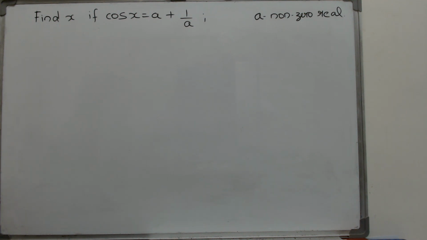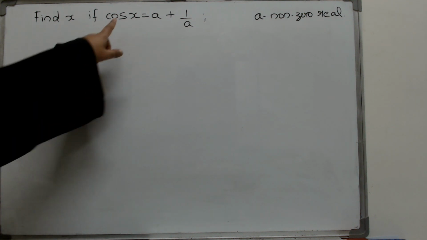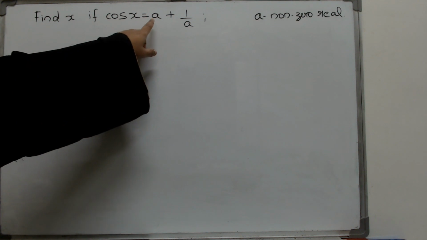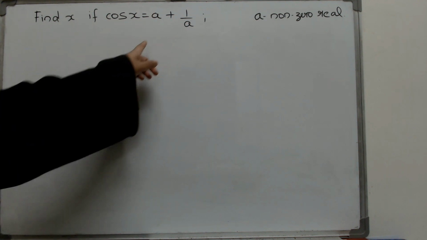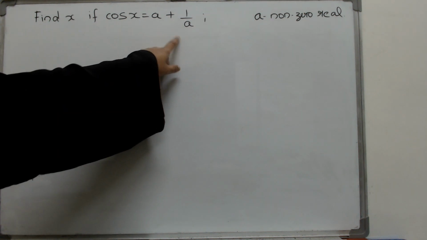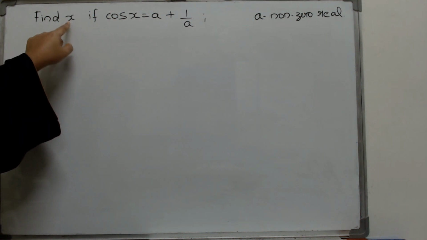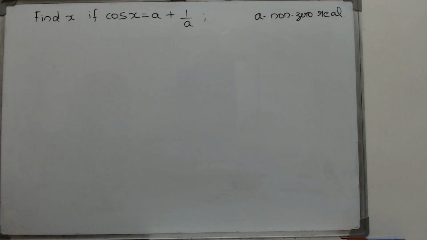Here we have a very interesting question. If cos of an angle can be written as the sum of a non-zero real number and its reciprocal, then what do you think this angle is going to be? Is it going to be an acute angle or an obtuse angle? That is what we are going to find out.